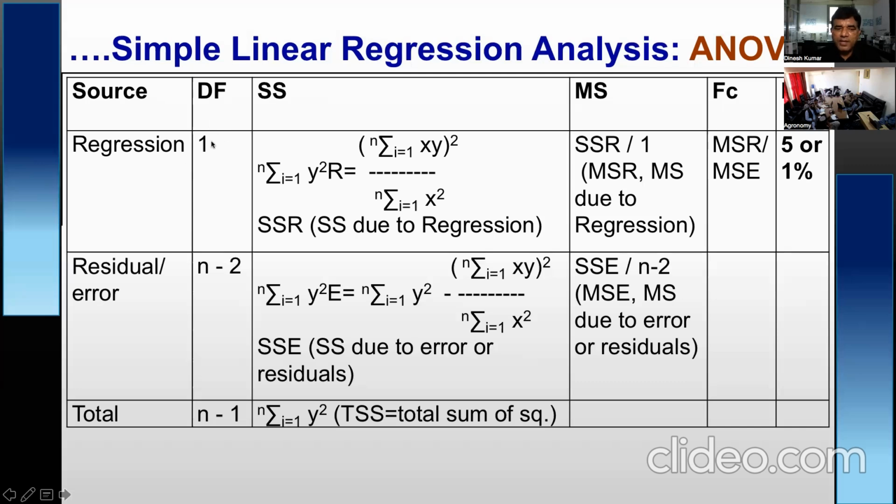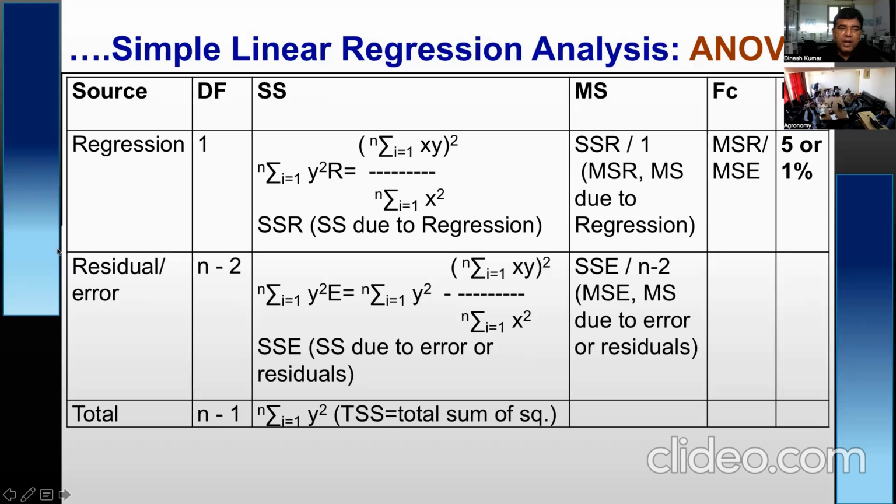It will be 3. You know, total degree of freedom is n minus 1. N means number of pairs of observations. How many pairs are there? Suppose there are 5 pairs. Then 5 minus 1, so it will be 4.